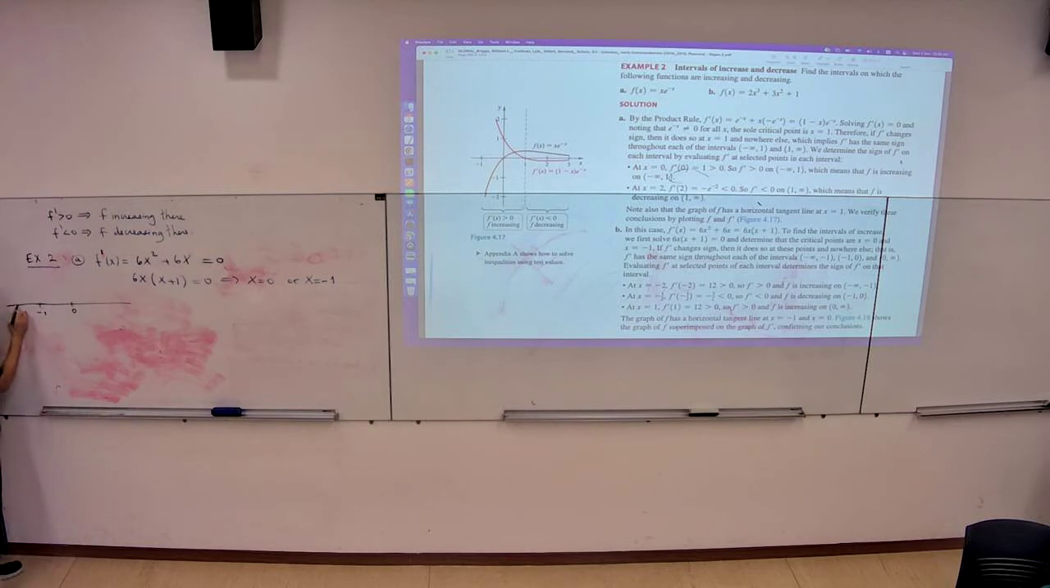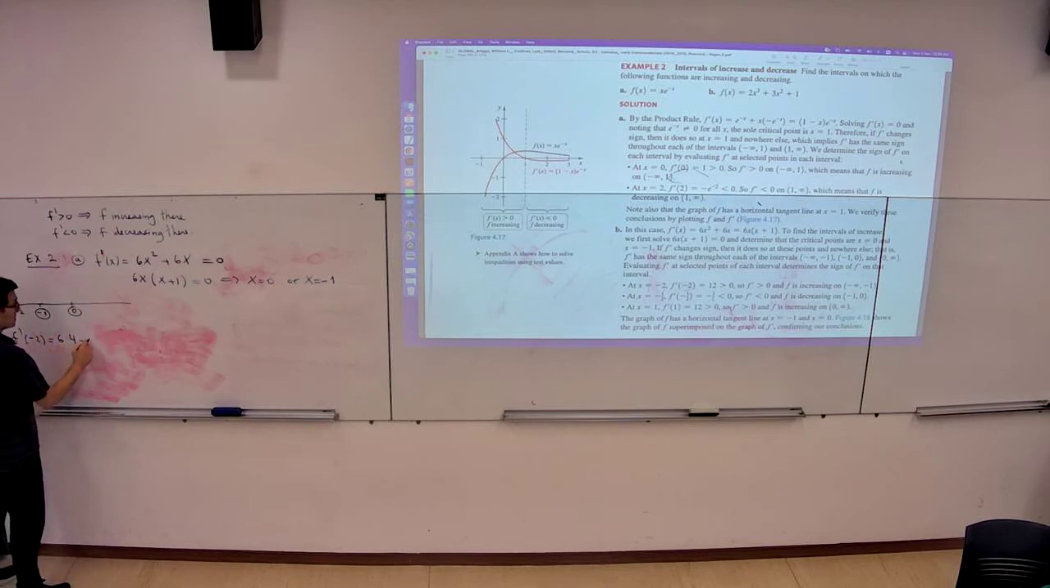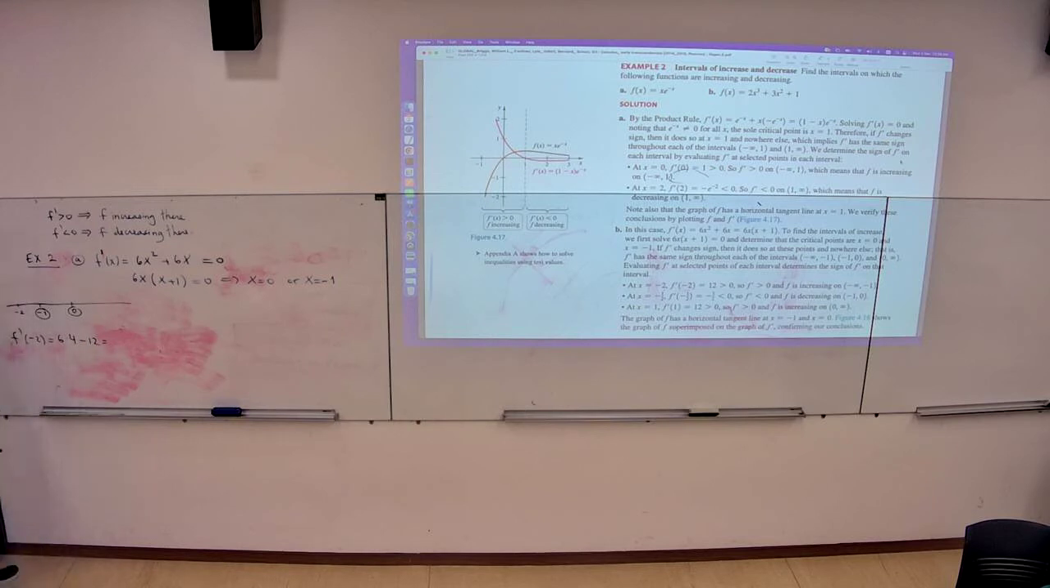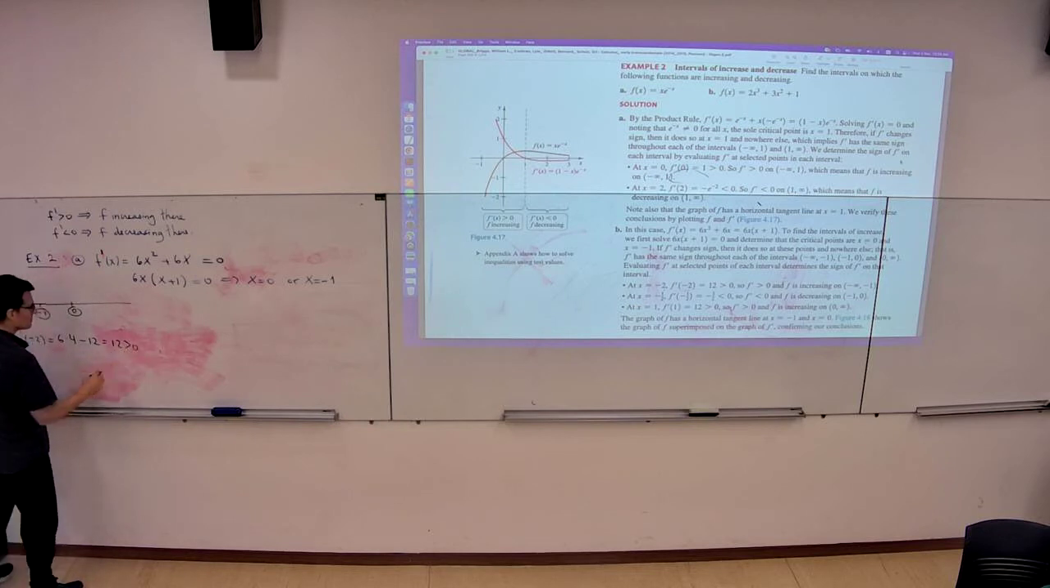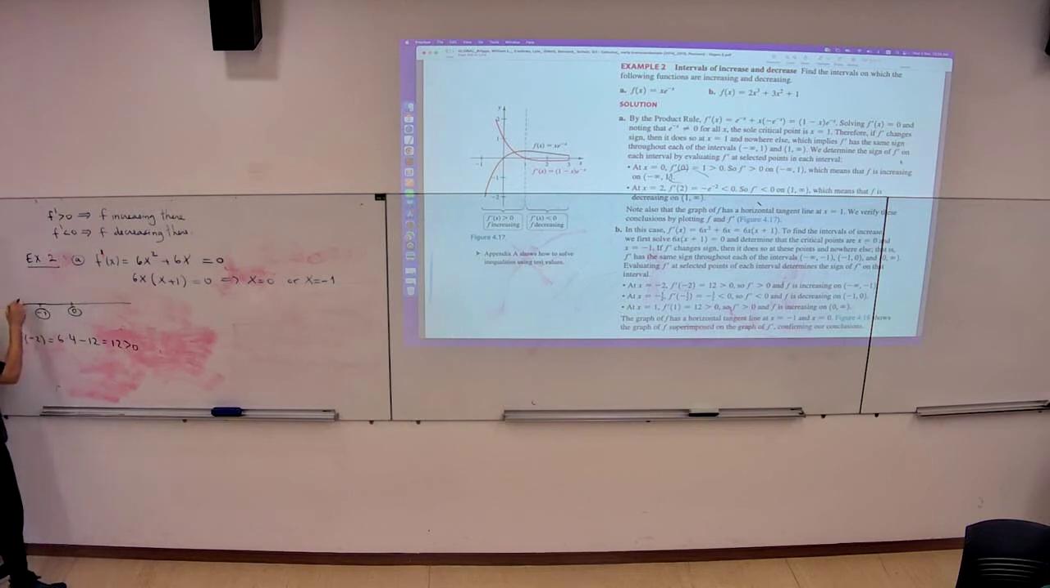For example, you can take negative 2 and take the sign of the derivative at negative 2. So let's compute it. F prime of negative 2 is 6 times 4 minus 12, isn't it? So that's 12. That's positive, right? So f prime here is positive.